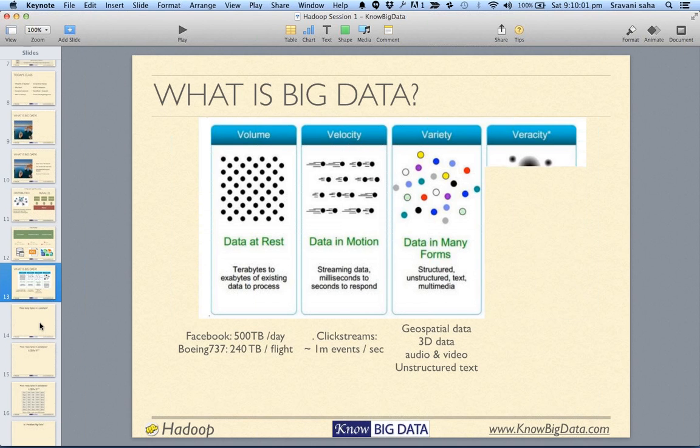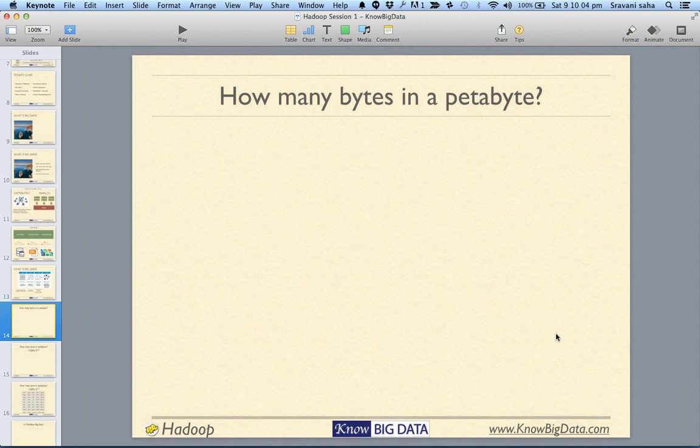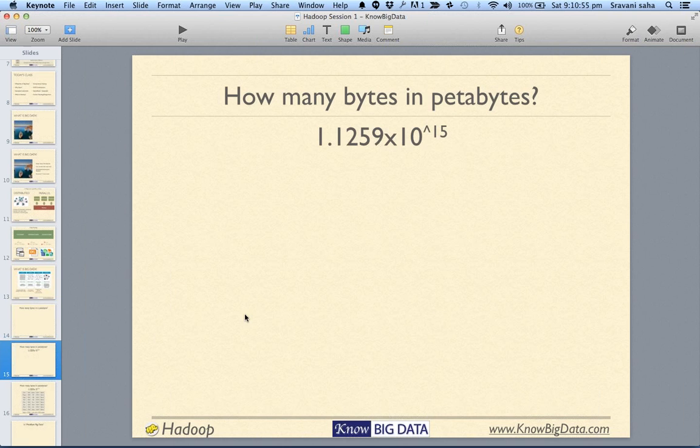Now, a quick check if you are with me or not. How many bytes are there in a petabyte? Quickly, the first answer, and I'll move on. 1024 TB is the correct one. Good, good. 10 to the power 15 bytes. Thank you, Trilok, Vikas, and Tarak. Excellent. So all of you know now.